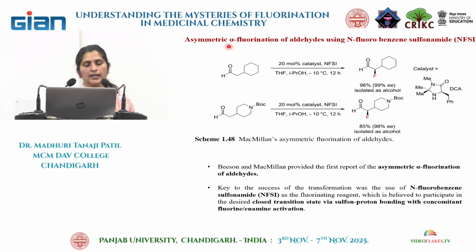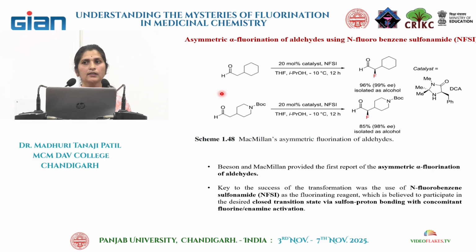Now again, asymmetric alpha fluorination of aldehyde, you can do that by using NFSI, N-fluorobenzenesulfonimide reagent. Again, these are electrophilic reagents, so you will have the enamine and then you can introduce this fluorine. If you use this kind of catalyst, you will get 96% yield and 99% enantiomeric excess was reported. So you can do fluorination in an asymmetric way also.